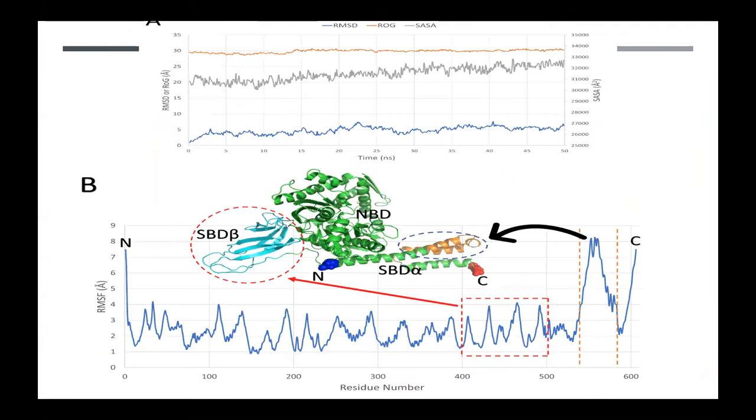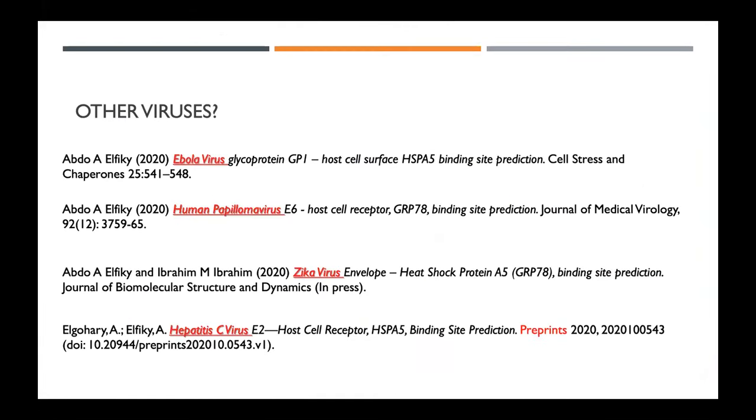First, we have different papers that say that different viruses can be recognized with heat shock protein A5. But there is no prediction of how the binding occurs. So I predict the binding site between the GRP78 and these different viral proteins. We can see here in the Ebola virus, the glycoprotein GP1 is mentioned in papers that it is maybe recognized by GRP. So I made protein-protein docking to see which is the best region that can bind. So I predict the binding site.